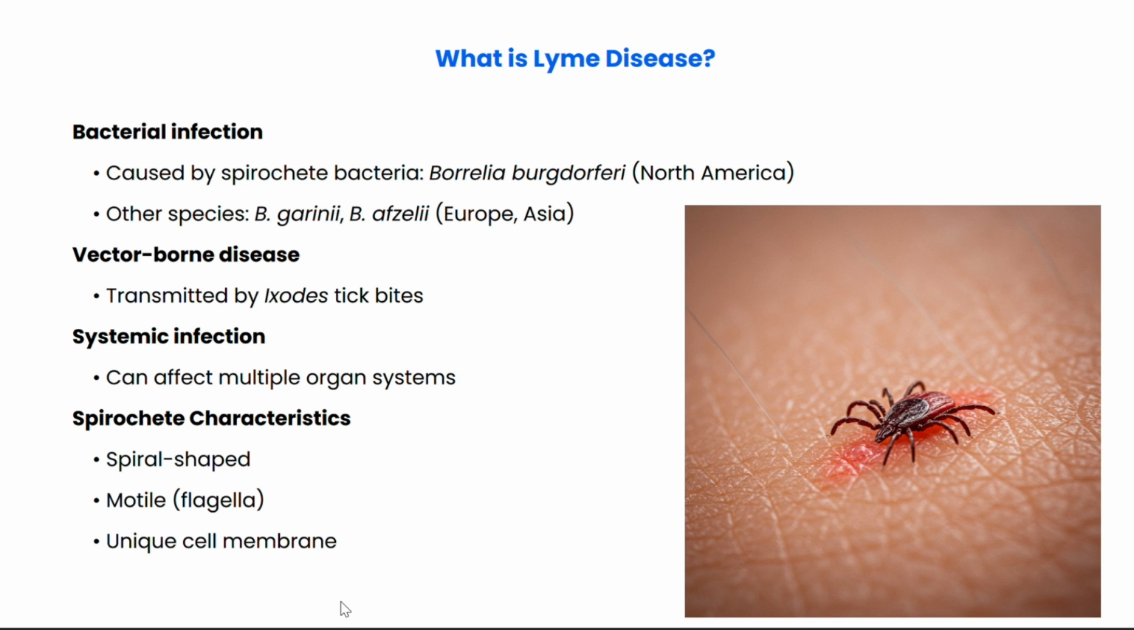Lyme disease is classified as a vector-borne disease. This means it's transmitted to humans through the bite of an infected vector. In this case, certain species of Ixodes ticks. Because the bacteria can spread throughout the body, Lyme disease is considered a systemic illness, meaning it can potentially affect various organ systems, leading to a wide range of symptoms if not detected and treated early.